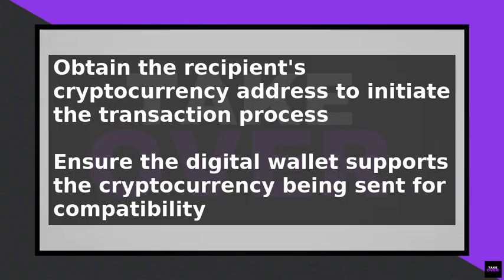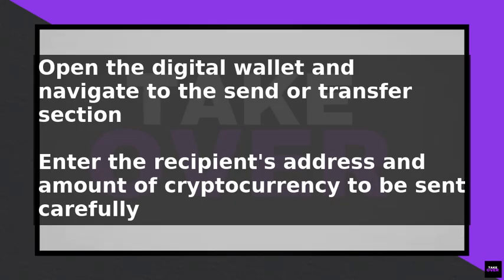Make sure to double-check the address with the recipient to avoid any potential errors. Next, open your digital wallet and navigate to the Send or Transfer section. Here, you will be prompted to enter the recipient's cryptocurrency address, the amount of cryptocurrency you want to send, and any additional transaction details such as a payment note or memo.